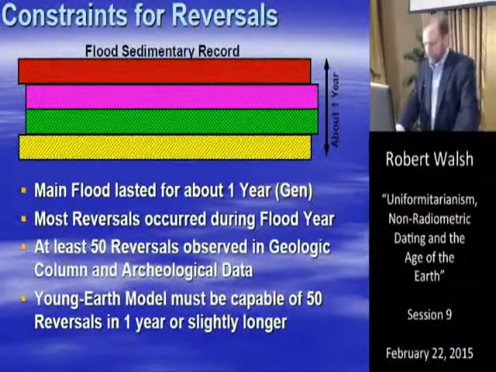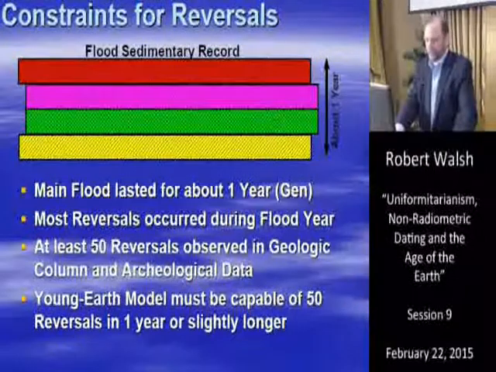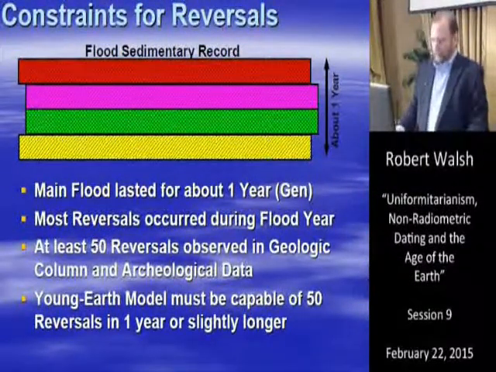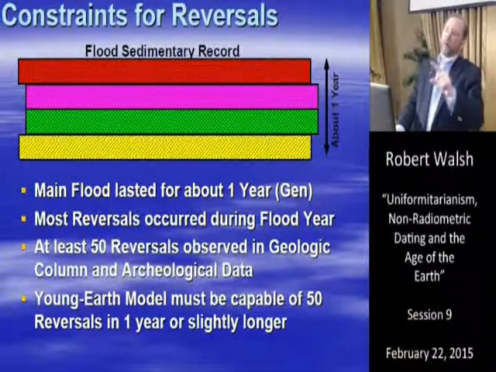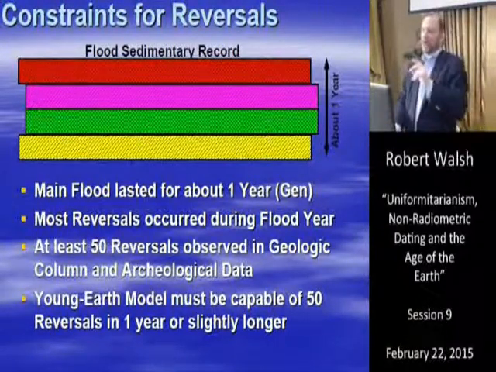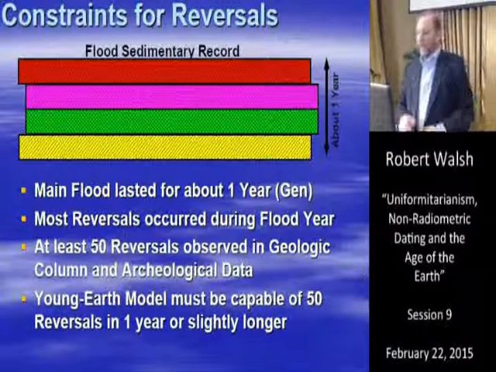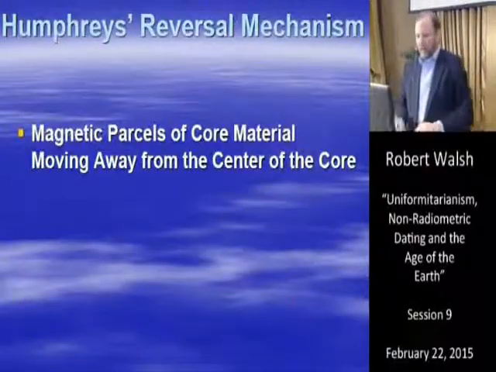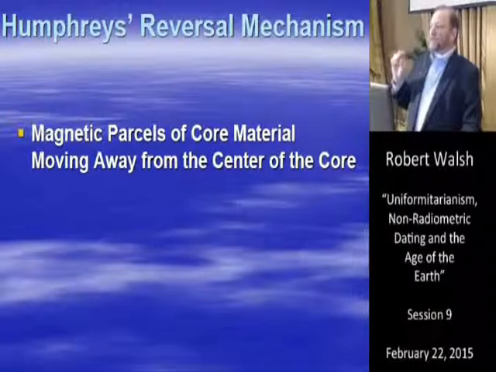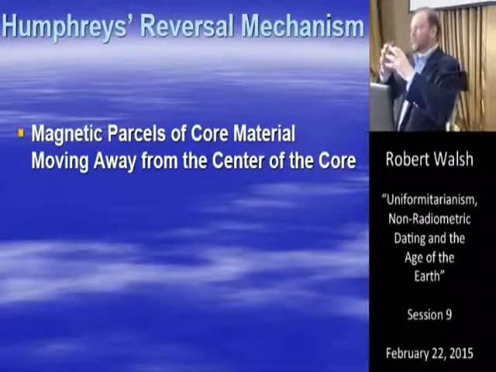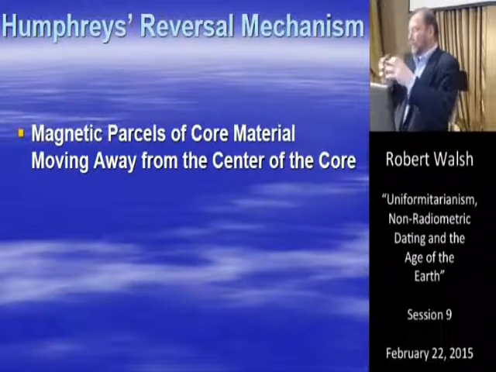Well, how is it done? This is Humphreys' model. Let's see here. Whatever the model we come up with is, it must be able to incorporate 50 reversals in 1 year. And this is the model that Humphreys came up with. Humphreys' model includes the following. In the core, the core is molten, with the exception of possibly the center.